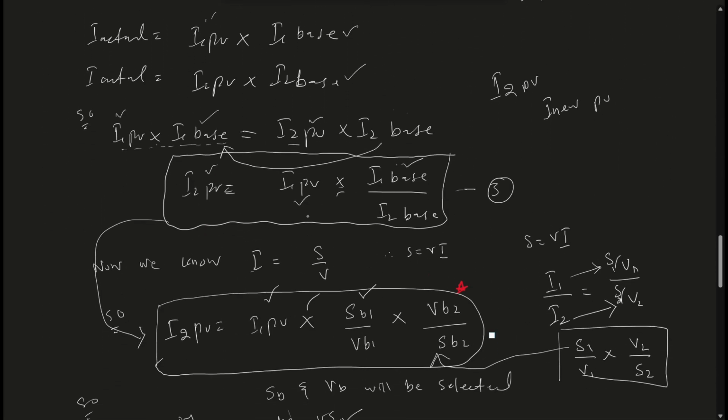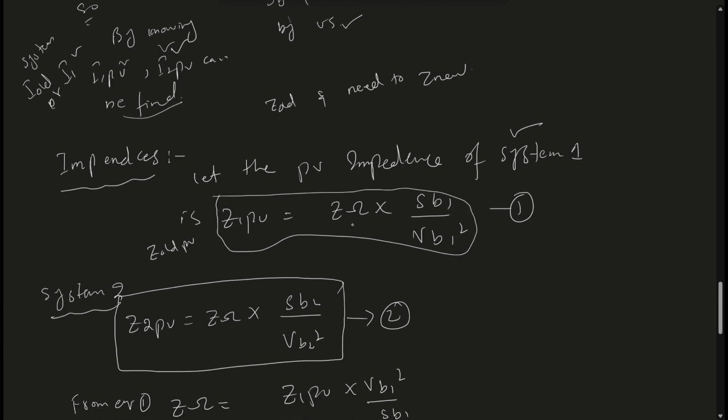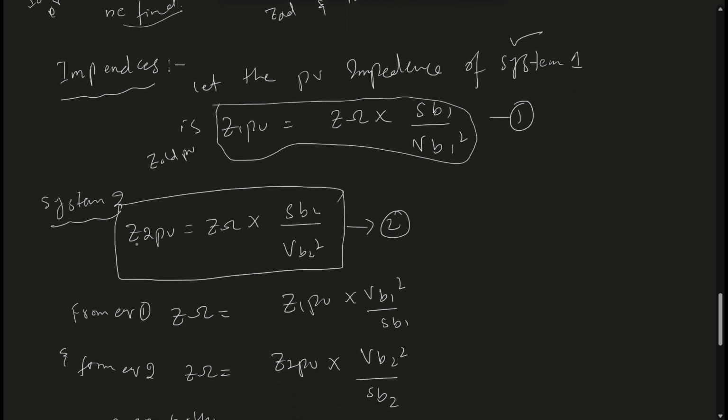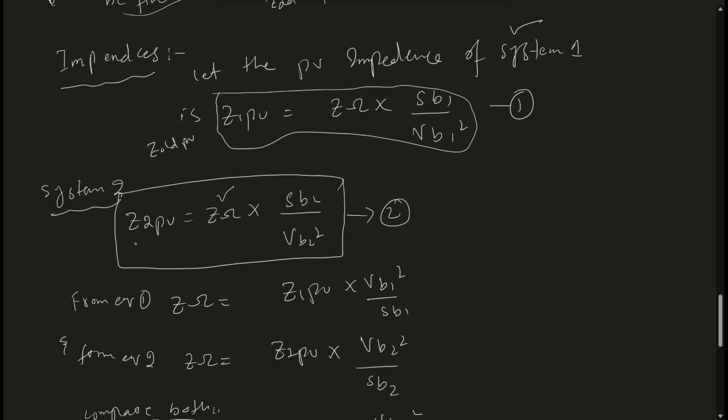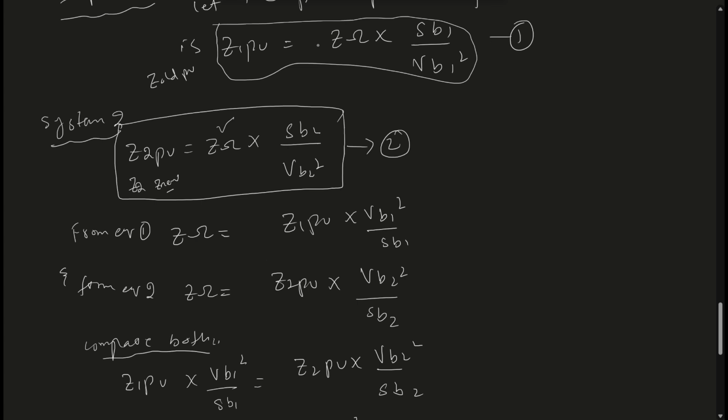Now go back to the equation of impedance. So we know this formula is already in our mind. We have derived this one. In system 2, it will be Z2 is equal to Z ohm, meaning the actual value, and the same formula for system 2 also. Z2 can also be written as Z new. Okay. Now from equation 1, this is equation 1.